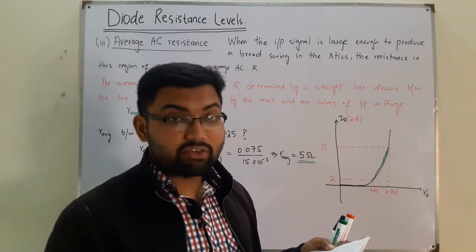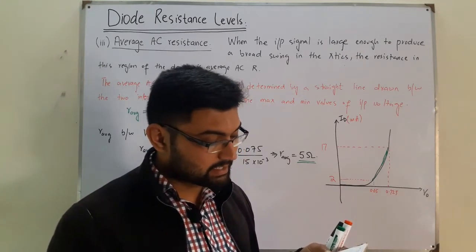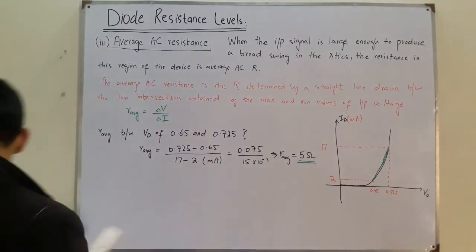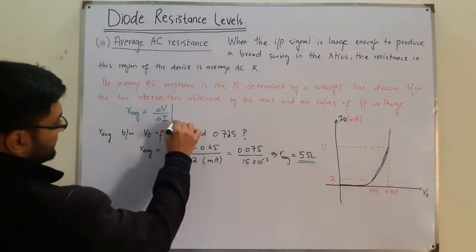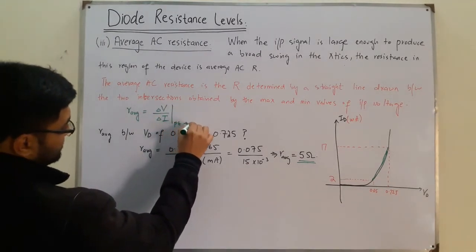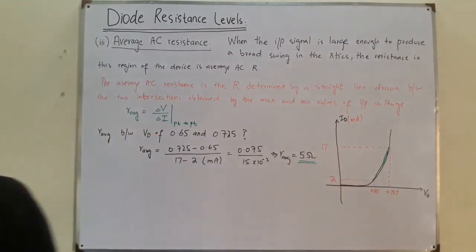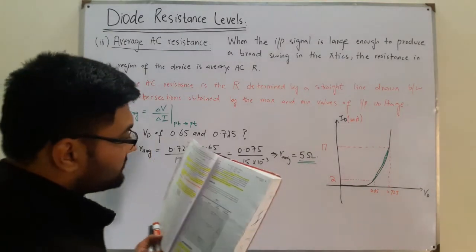By definition, the resistance is determined by a straight line drawn between the two intersections established by maximum and minimum values of input voltage. Alright, so this is a point-to-point intersection. Let me write it down, that this is point-to-point values. We've taken two points, and in between them, we are doing the calculation. So we have the figure which I draw over here. We solve it over here.